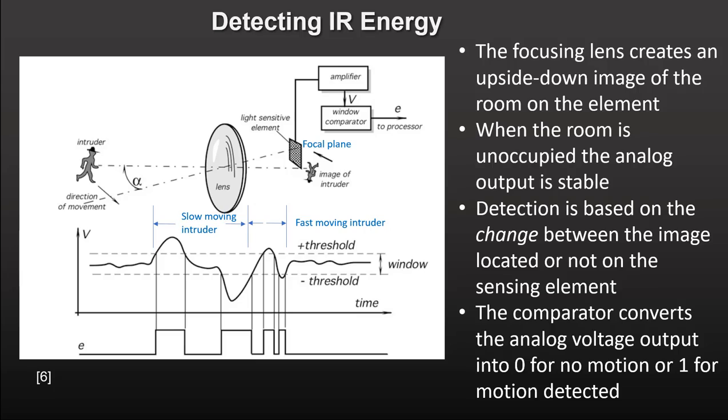A negative analog voltage means that the intruder is moving in the opposite direction from that of a positive voltage. The comparator converts the analog voltage output into two logic levels: 0 if no motion is detected, and a 1 if motion is detected. The frequency of the square wave for the digital output is proportional to how fast the intruder is moving.